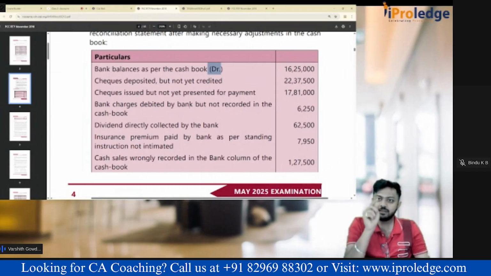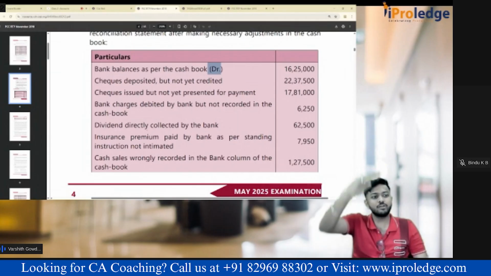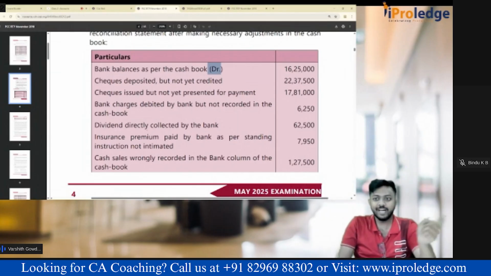If minus comes, put it on the credit side. If plus comes, put it on the debit side, because increasing has the debit effect, decreasing has the credit effect. Next again, dividend directly collected, cash book. So passbook is more, cash book is less. We are supposed to add. That means it comes on the debit side of the cash book.